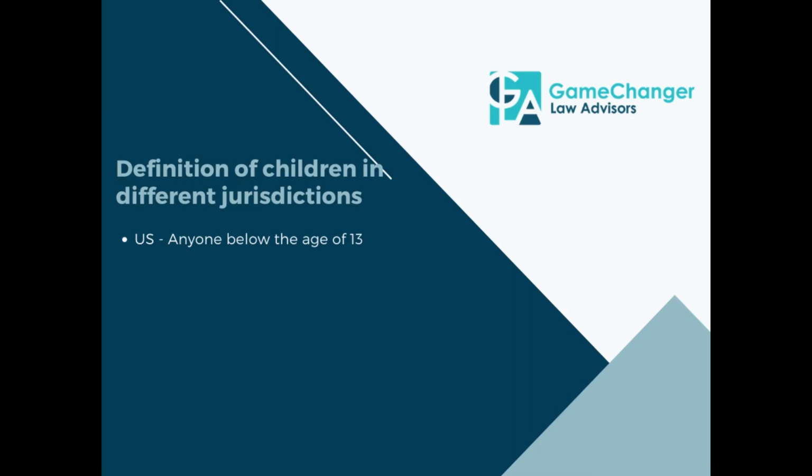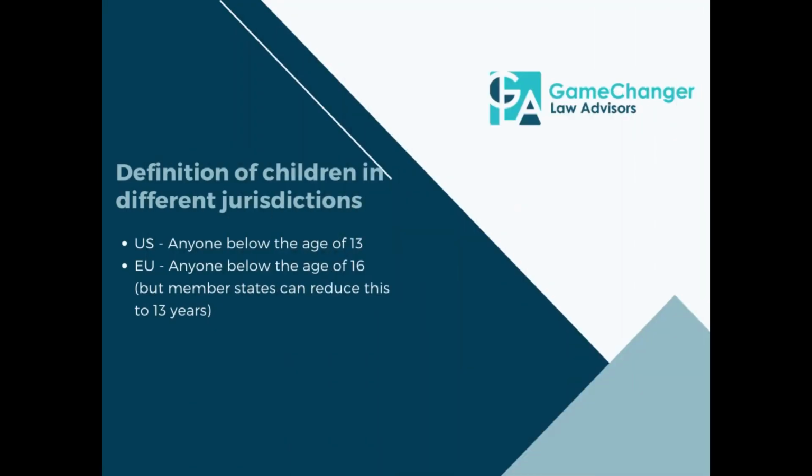There seems to be no global consensus as to the definition of a child with respect to data privacy, with some countries prescribing an age lesser than 18. In the US, for instance, the Children's Online Privacy Protection Act 1998, or more commonly referred to as COPPA, treats anyone below the age of 13 as a child. On the other hand, the European Union's General Data Protection Regulation, or more commonly referred to as GDPR, has taken a stance that anyone below the age of 16 will be treated as a child. However, it does make an exception that member states of the EU can prescribe that anyone below the age of 13 be treated as a child with respect to GDPR.